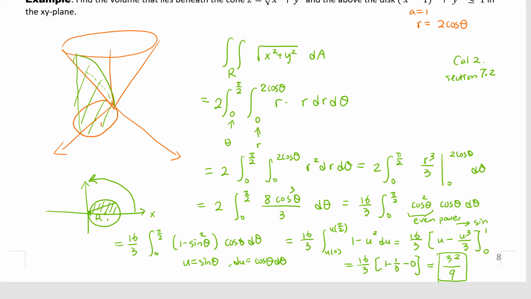If the power of tangent is odd, you want to split secant tangent at the end and change the remaining even powers in terms of secant. If the power of secant is even, then you split secant squared at the end, change the remaining in terms of tangent, and also use u substitution. Okay, so if you have powers of sine and cosine and both of them are even, you can use the double angle formula to double the angle and reduce the power. Please watch my Cal 2 notes in session 7.2 for more details.